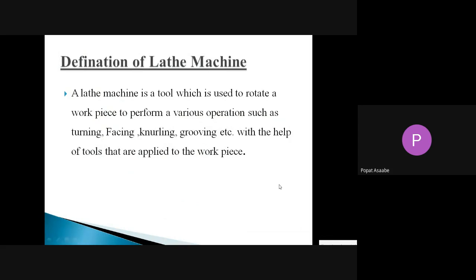Once again, I will take a small revision of the points we discussed in the last lecture. First, a short review of the points we have covered. Up till now, we have studied the definition of the lathe machine.